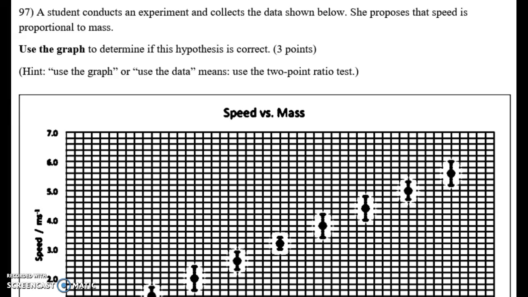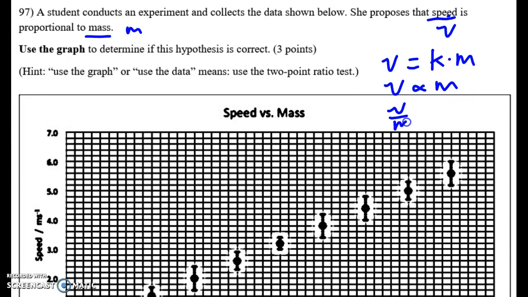I'm going to practice using the two-point ratio test. A student conducts an experiment and collects the data shown below. She proposes that speed, that's v, is proportional to mass. So her proposition is speed equals a constant times mass, or you could say speed is directly proportional to mass, or you could say the ratio is a constant. Those are the three ways to write this proposal.